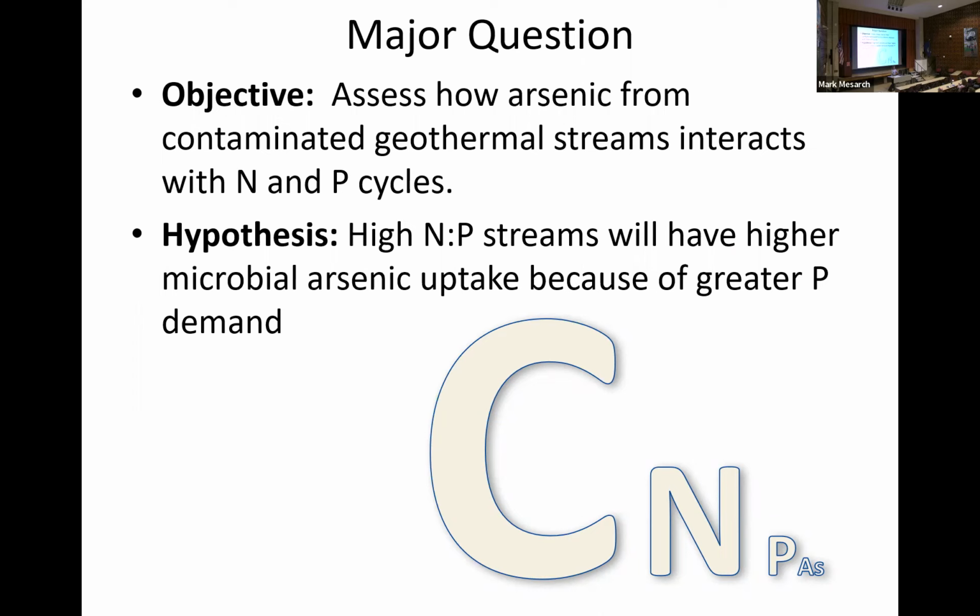So I also built an experiment surrounding this objective, assessing how arsenic from contaminated geothermal streams interacts with nitrogen and phosphorus cycles, hypothesizing that high nitrogen to phosphorus streams would have higher microbial arsenic uptake because of greater phosphorus demand. When I say microbial, I'm just talking about things at the base of the food web, including algae.